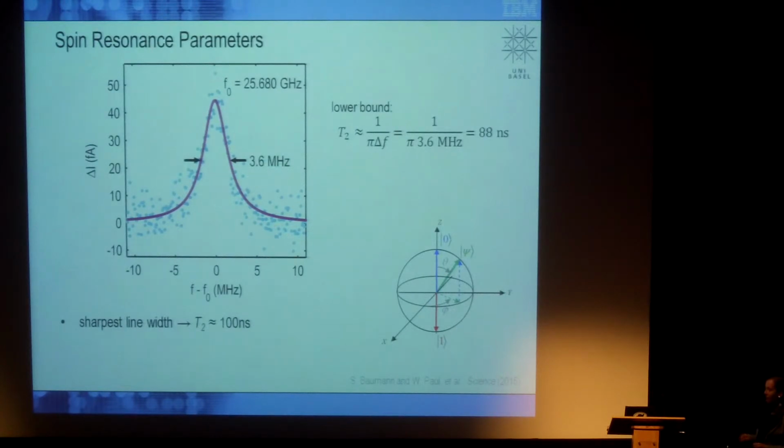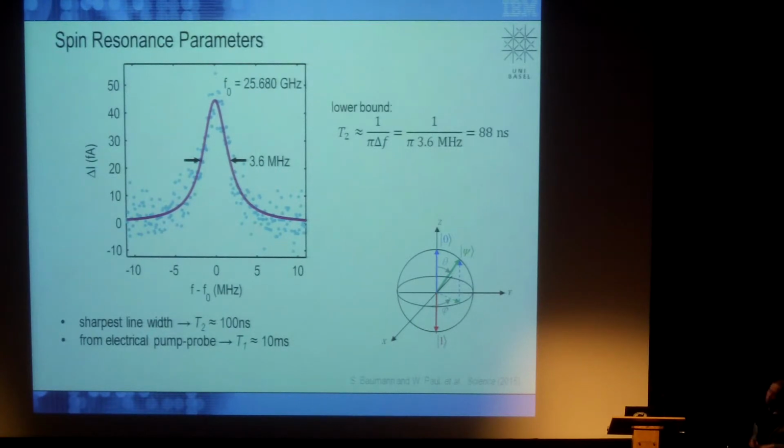If we take the full width at half maximum, this is basically a lower bound on our T2, which is around 100 nanoseconds. From other experiments, which I don't have the time to go into, we can also do measurements of T1, basically the time for the system when it is in the excited state 1 to relax back into state 0. This is from a pump probe experiment. And there we know that the T1 is around 10 milliseconds in this case.